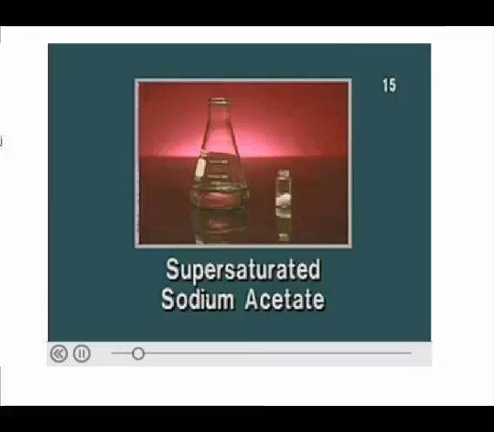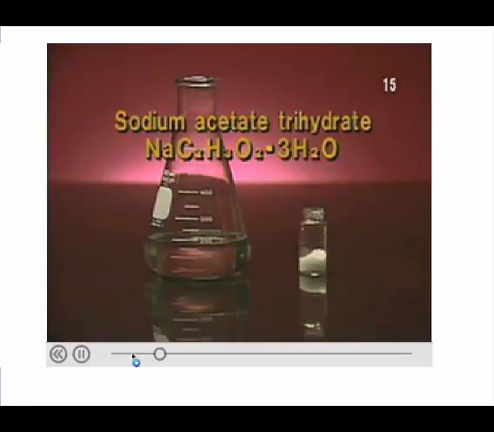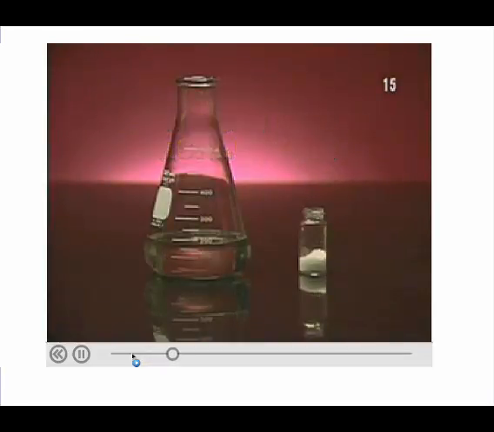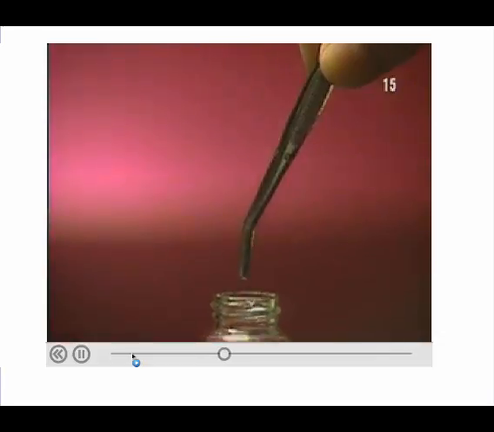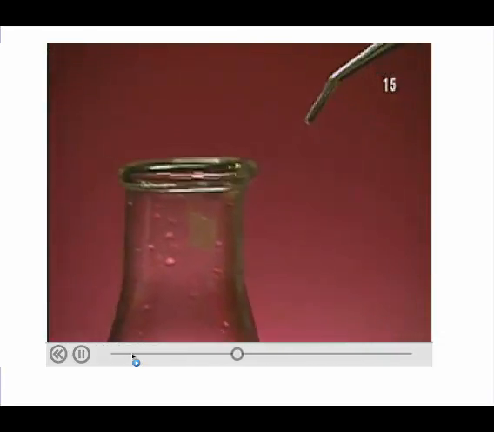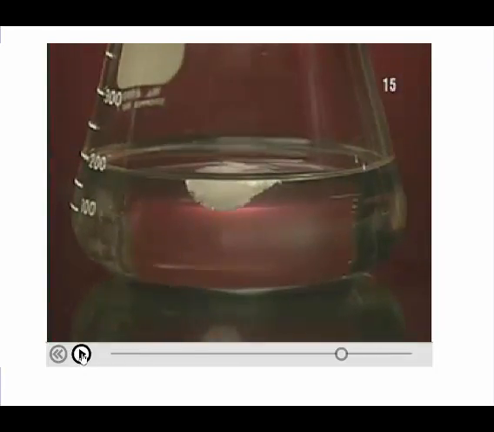This is another example of a supersaturated solution. So in the flask, we have a supersaturated solution of sodium acetate. All that extra sodium acetate is dissolved in the solution.